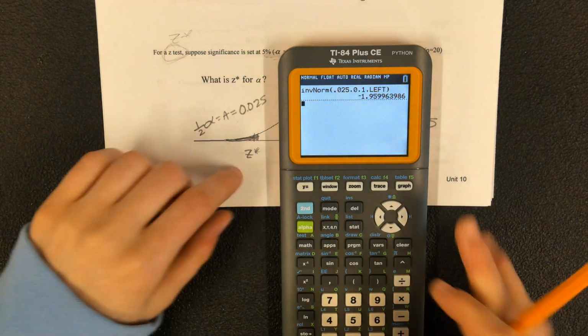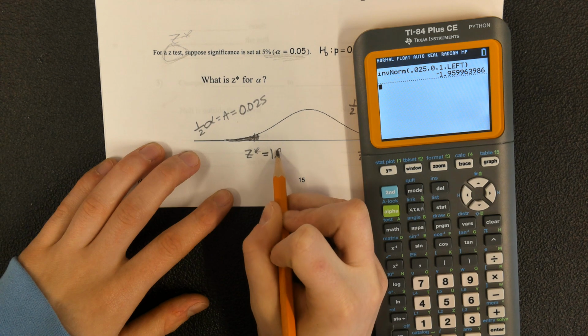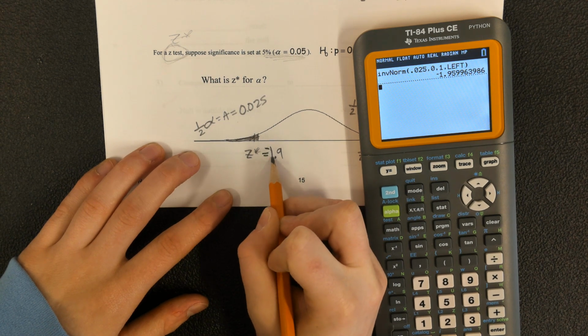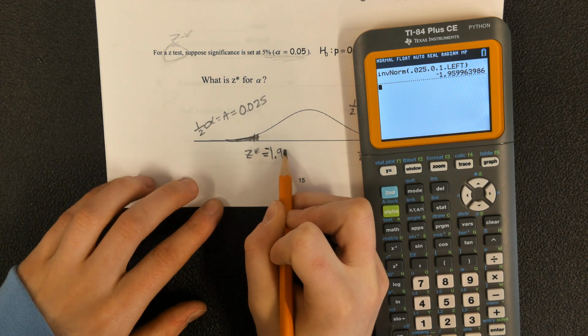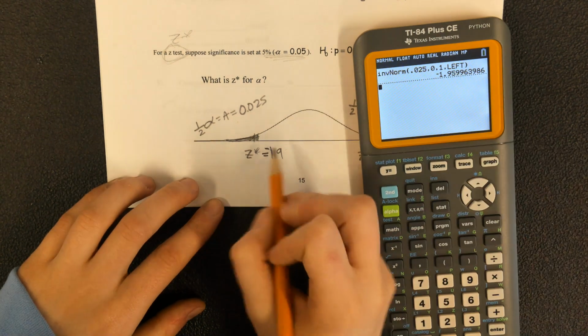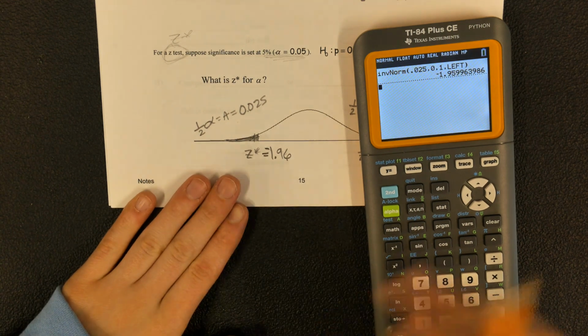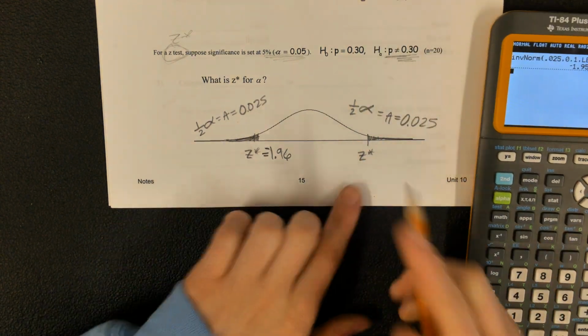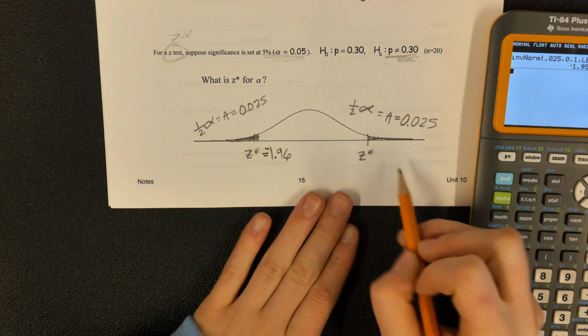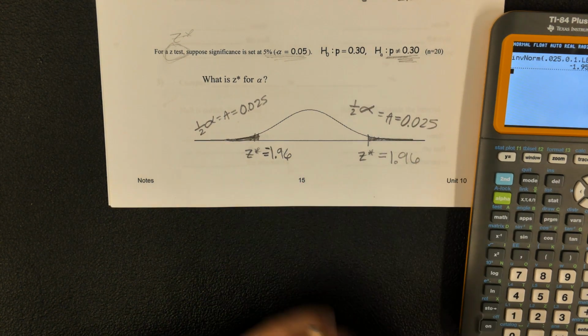Paste. So here is my z-star on this side. Shoot, I forgot the negative sign. Negative 1.95996. Well, that's going to get rounded a whole bunch of times. I'm going to go with that. Okay. And then on this side over here, it's just going to be mirrored over. So that is just going to be that.